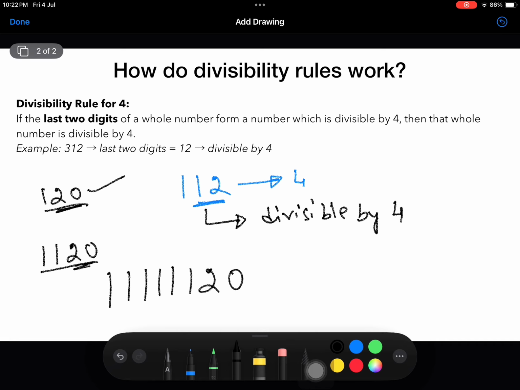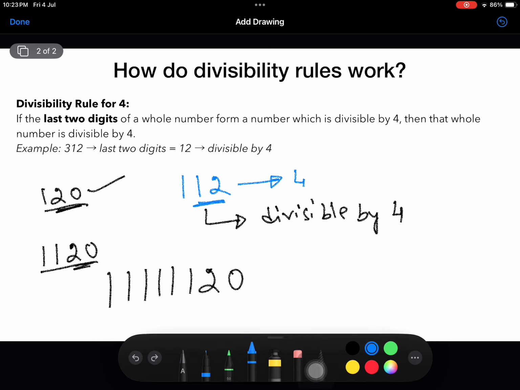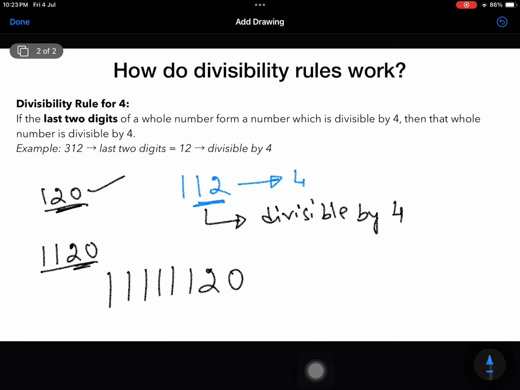It doesn't matter. So here, what is this number? We can just put separators here. So till here it is 1120, 11,120, 111,120, then million, and then 100 million. So it does not matter how big the number is, it is still divisible by 4. Okay, but why so?